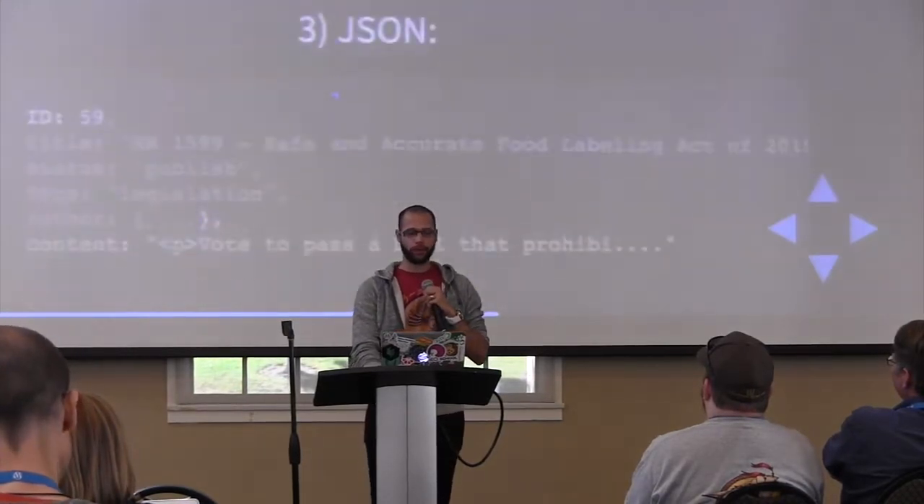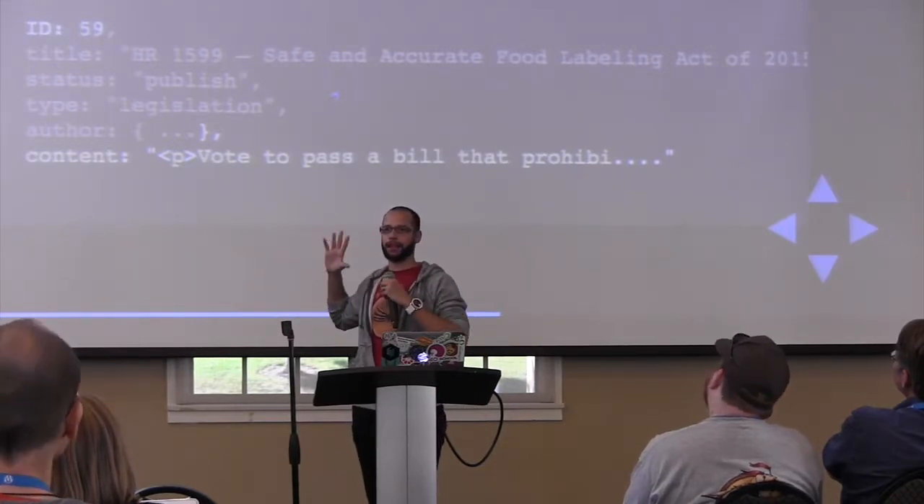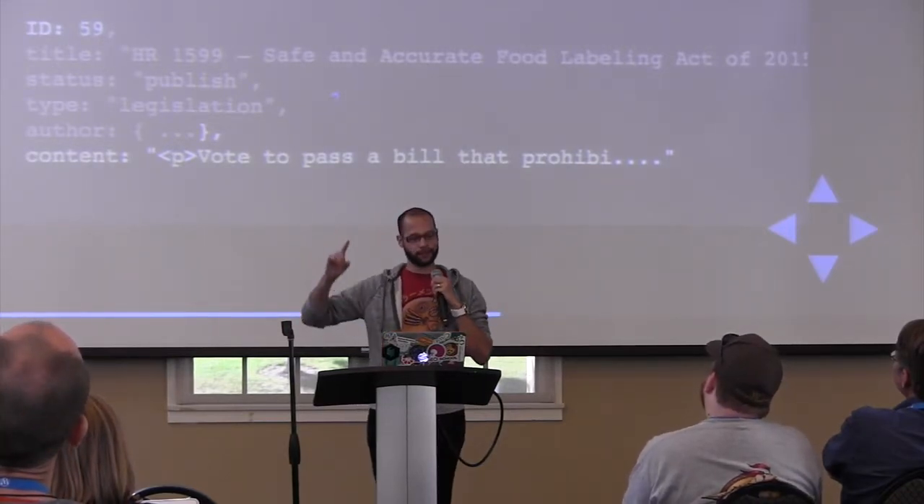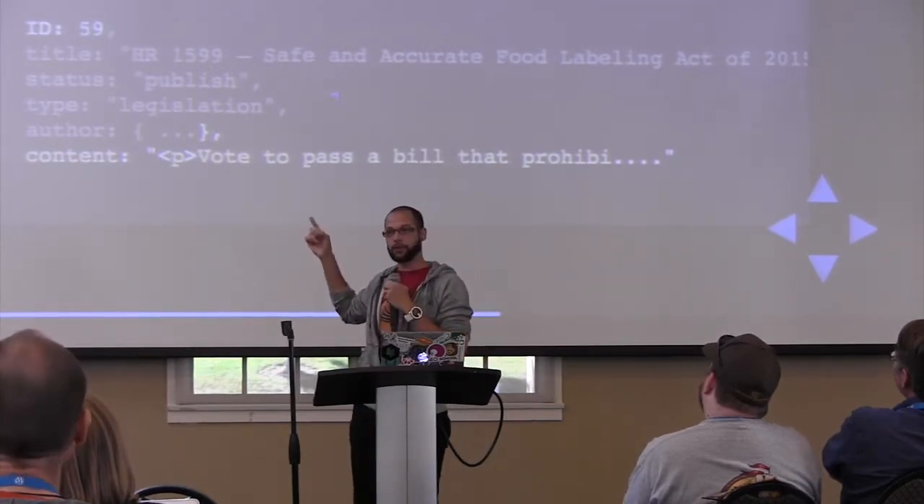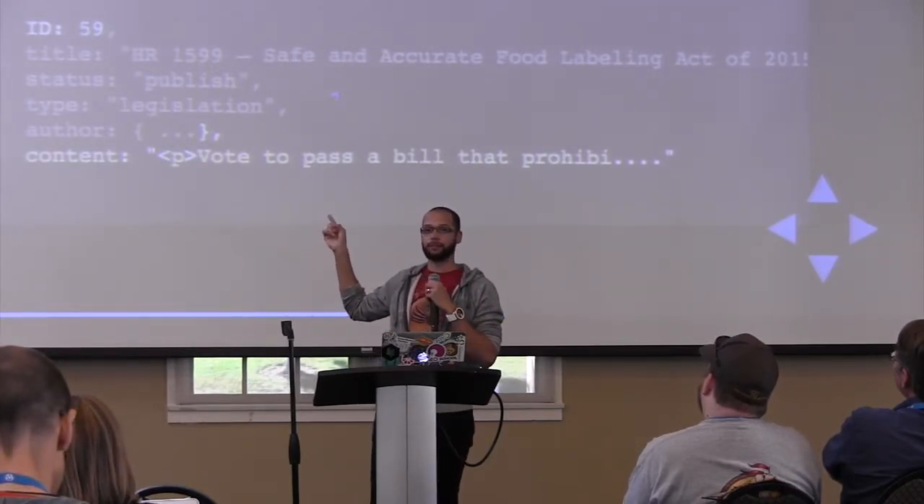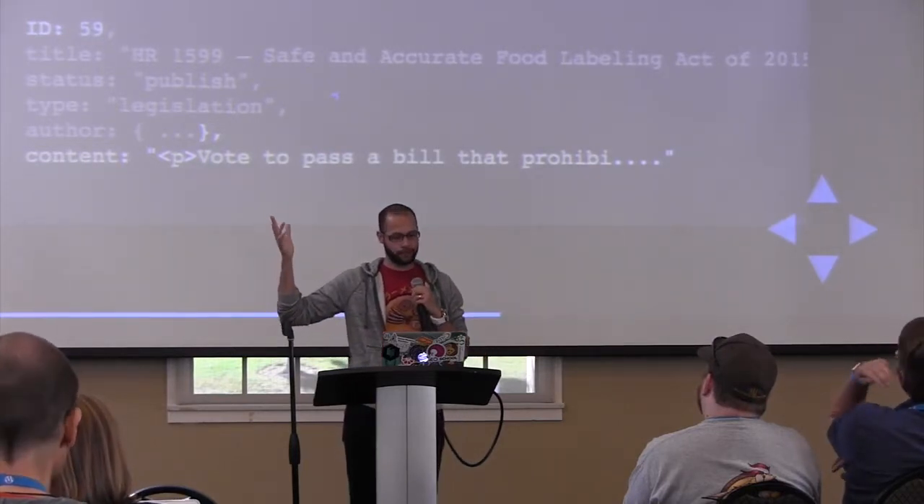I want to get into some code stuff too. Really quickly, an end-to-end example of how the whole JSON REST thing works. Step one, you've got your endpoint. In this case, I've got version 1 and version 2 for getting a custom endpoint for a custom post type. In this case, it's called legislation.